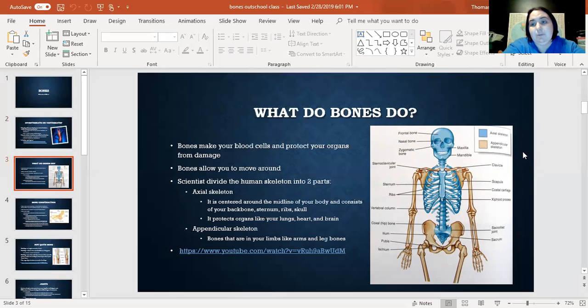Your ribs are protecting both sets of lungs from the respiratory system, and your skull is protecting your brain. So all those things are protecting the different major organs of your body.